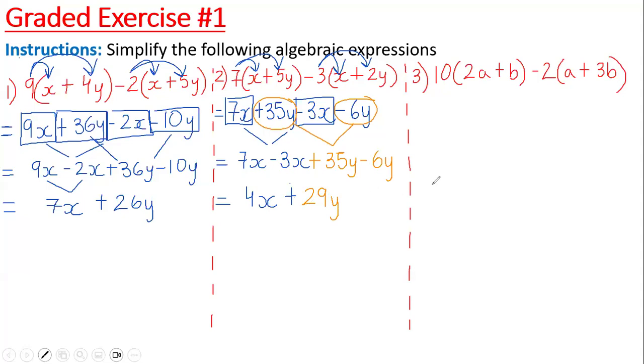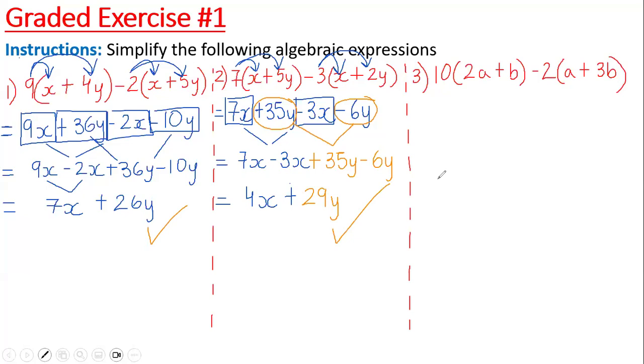Yes, sir. Good. All right, do we understand it? Did we get this? 4x plus 29y? Yes, sir. I got a little confused. I'm not very confident about number 3. Did y'all get number 1 and 2 right though? If you got it right, please put a tick.